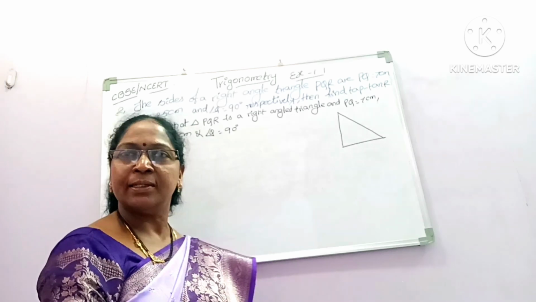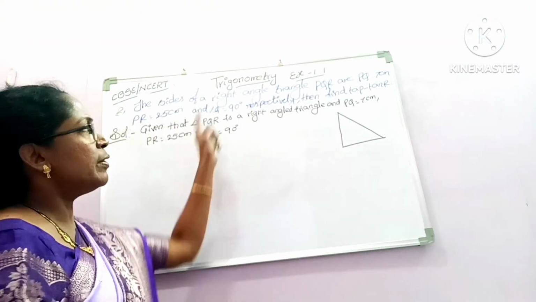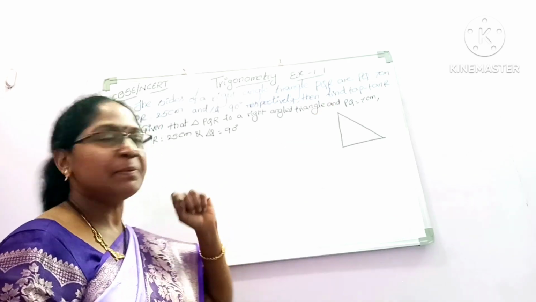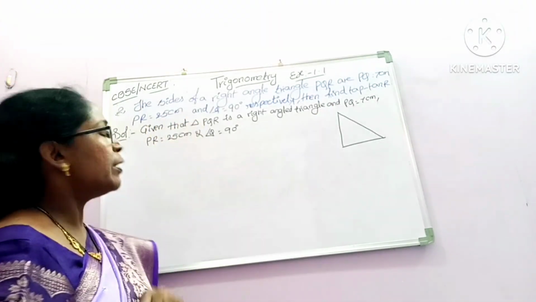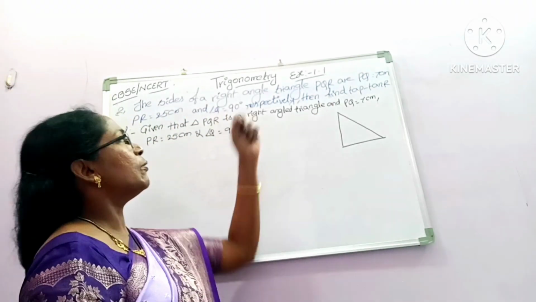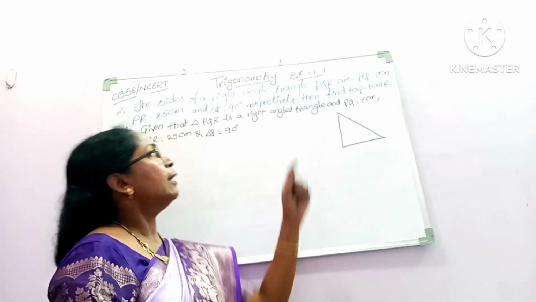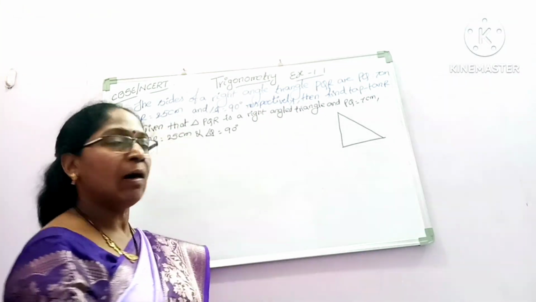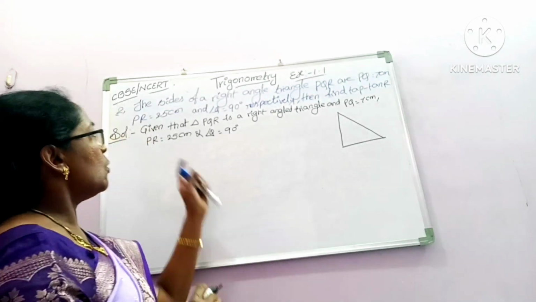Next, the second question is: the sides of a right angle triangle PQR are PQ equal to 7 centimeters, PR equal to 25 centimeters, and angle Q equal to 90 degrees respectively. Then find tan P minus tan R. That's the question. So what is given?